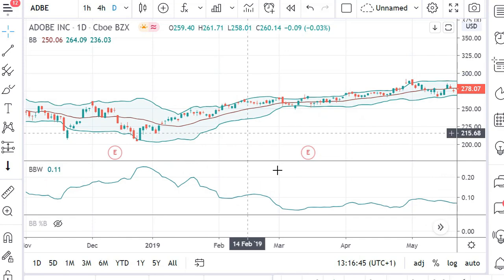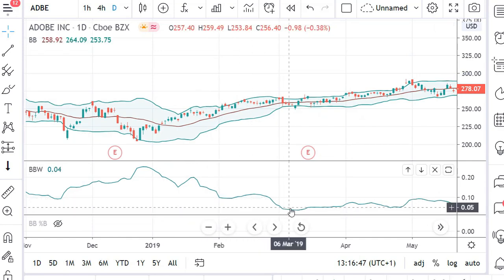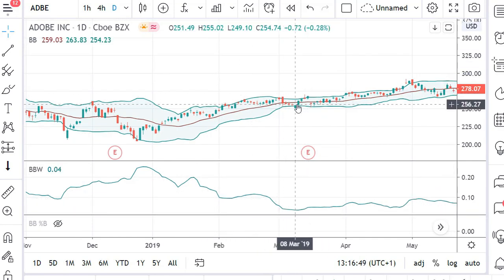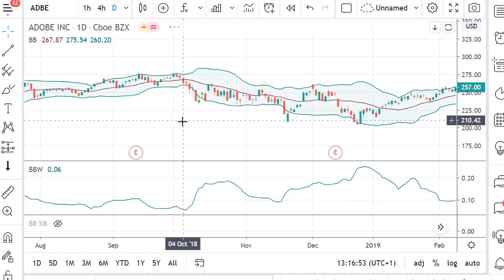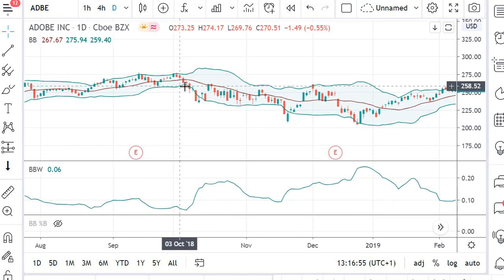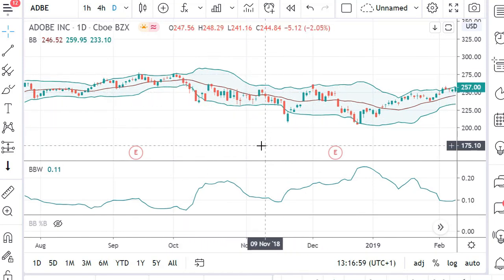Yes, we can see here that here we have a low point. It doesn't give us a violent breakout, so it's not really telling us anything about the direction. We do have a squeeze here where we get a breakout and then some further downwards movement.